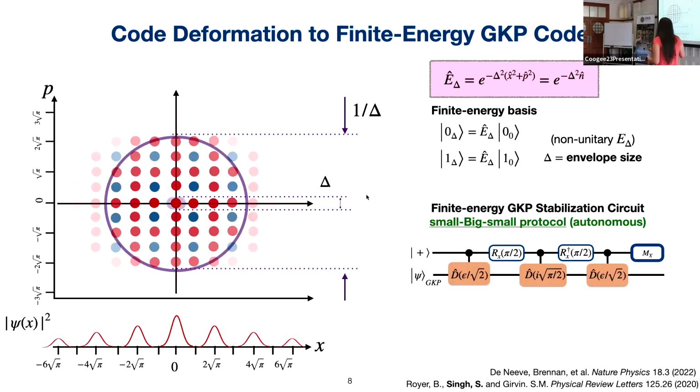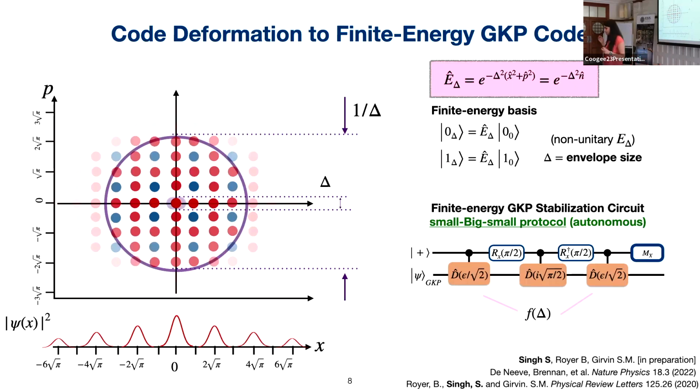Essentially, the first and the last decide the envelope size. And the magnitude by which the middle one displaces is decided by your stabilizers. So the first and last, the conditional displacements by epsilon, are rather small compared to the middle displacement, hence the name small, big, small.